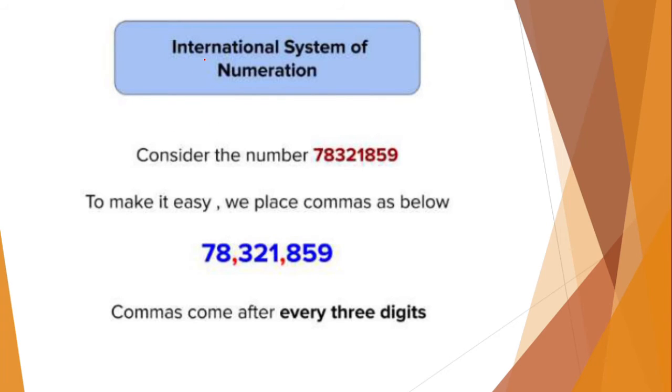Now the next system we have is the International System of Numeration. To make it easy, we put the commas. In the Indian system, the first comma is after every 3 digits, and then we put the commas after every two digits. But in the international system, we only put the commas after every three digits. After every 3 digits, first comma, after every 3 digits, second comma, and so on. So after every 3 digits, we put the commas in the International System of Numeration.